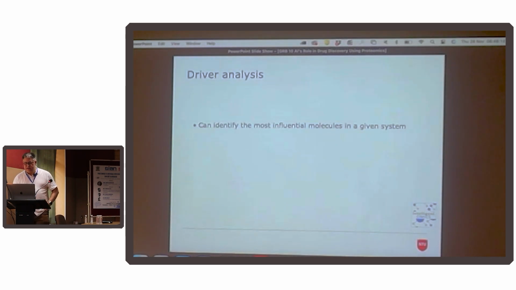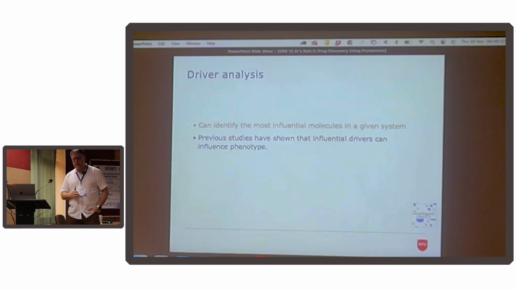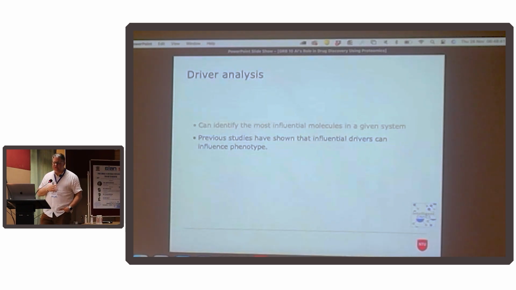So this identifies the most influential molecules. We've done previous studies where we've shown that the most influential molecules, if we change them, manipulate them, we can change phenotype. I'll show some examples from plant sciences in a bit where we created transgenic plants by switching certain transcription factors on and off. So that gave us an indication that these drivers and hubs are interesting things and potentially are interesting as drug targets.